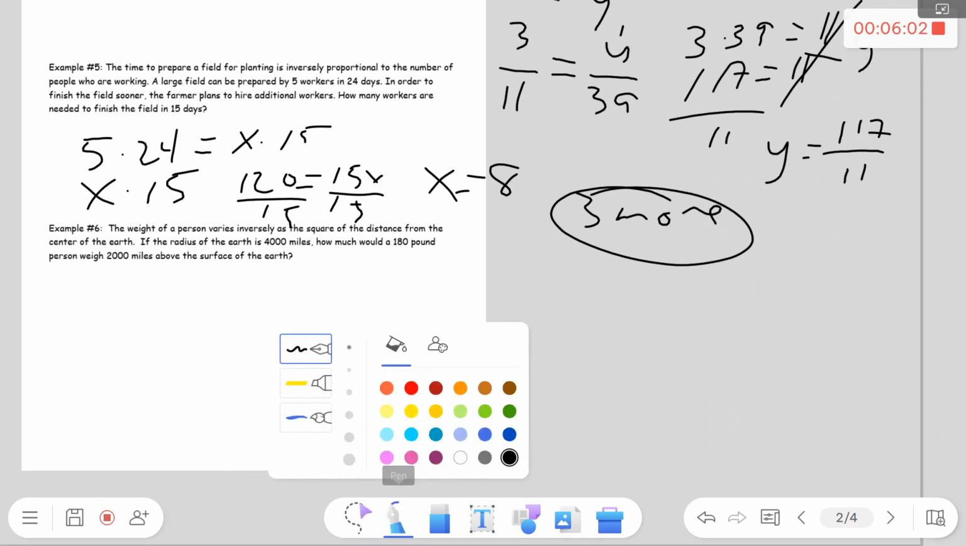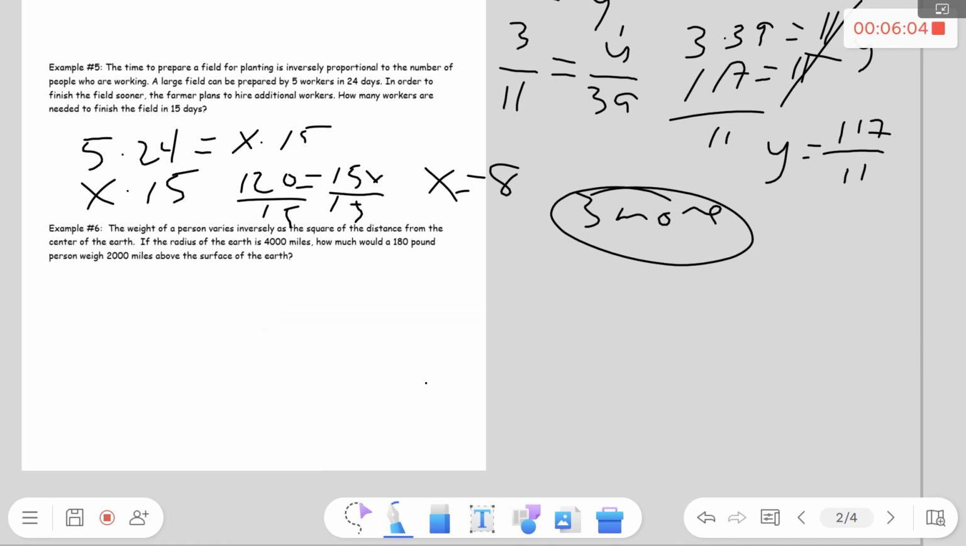All right, so now let's take a look at the last one we're going to talk about. The weight of a person varies inversely as the distance from the center of the Earth. Obviously, we're talking about a radius for the center of the Earth. That radius is going to be 4,000. That's given to us. How much does a person weigh when that person is now 2,000 miles above the center of the Earth? So you're going to have a 180-pound person.